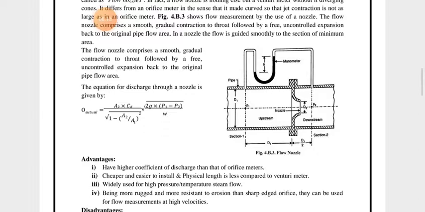There are advantages over the orifice and venturimeter: the flow nozzle has a higher coefficient of discharge than that of the orifice meter. Means in this case we will obtain the higher coefficient of discharge. It is cheaper and easier to install, and its physical length is less compared to the venturimeter. We know that the venturimeter has a convergent section, throat, and divergent section. So because of that, the length of the venturimeter increases.